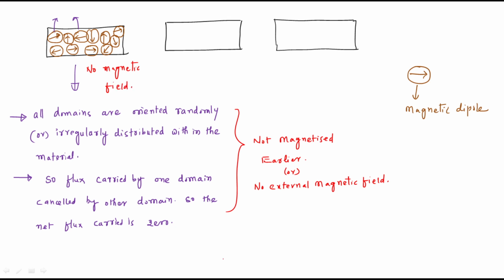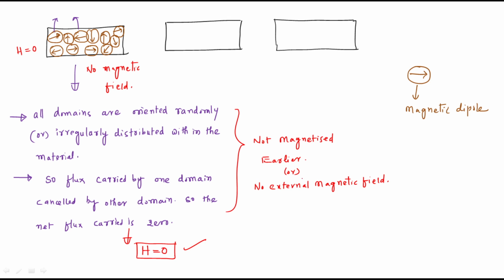In this case, the strength of the magnetic field, H, is equal to zero. H is the magnetic field intensity, which is the magnetic field strength. So H is equal to zero when no external magnetic field is applied.